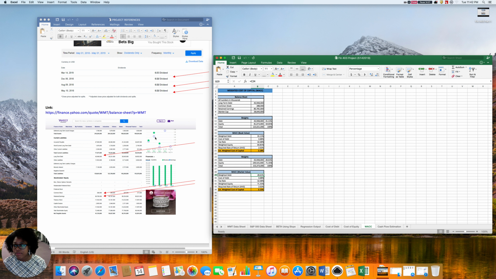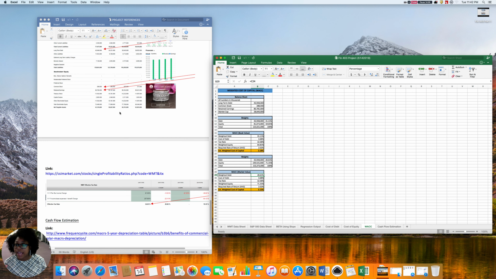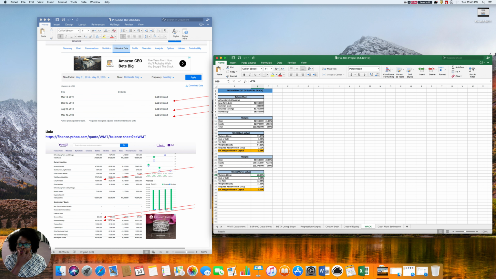So where I got my information from the balance sheet, all I did was I just downloaded the data from Yahoo Finance for Walmart. And so the important things that I took out that I needed to do my calculations were my long-term debt, which I have right here, my common stock, my retained earnings, and then I needed my market cap, which I got from up here. And so these are in thousands.